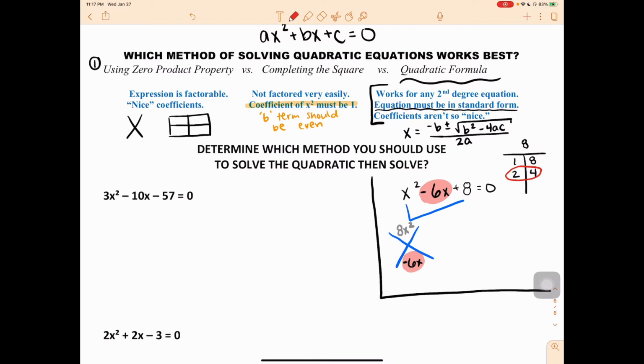So 2 times 4 is 8, but 2x plus 4x is not negative 6x. These both need to be a negative. Negative times a negative will give us a positive 8 up there. But negative 2x plus negative 4x will give us negative 6x down here. So that's good. So this means strategy 1 works. I can use the basic factoring and zero product property. So now I can set up my area model.